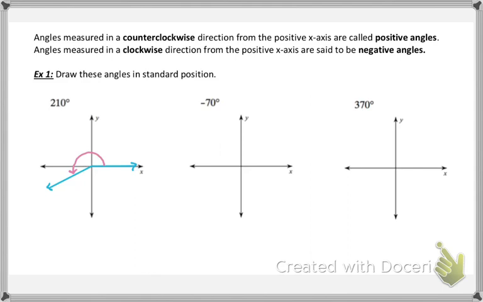Now, if I want to draw negative 70 degrees, again, we're going to start the same way in standard position with the initial side on the positive x-axis. And then because I'm going negative 70 degrees, we're going to rotate clockwise. So I'm going to go the other way. Here's my terminal side. I'm going to spin this way now, going backwards, negative.